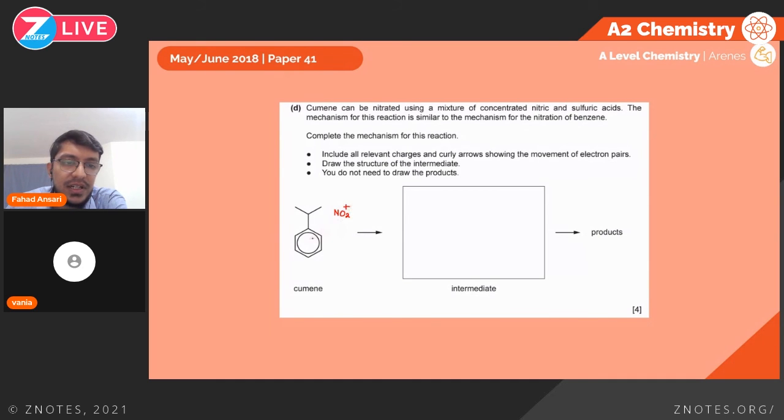And we draw a curly arrow originating from the benzene ring. A pair of pi electrons attacks the electron deficient NO2 positive. And so we show the benzene ring with a delocalized positive charge. So break the ring, place a positive sign.